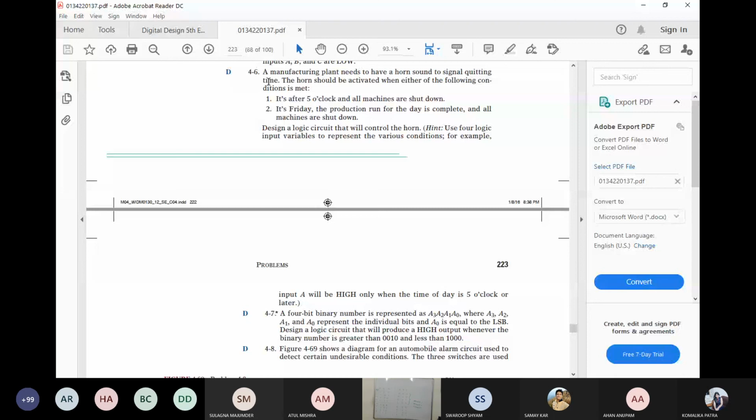So what do you say? What do you think? How are we going to design such a type of problem? It's a practical problem, industrial problem. Right now we are engineers. Any suggestions? Ma'am, we can have four variables, like one for if it is 5 o'clock or not, another if it is Friday or not, another one all machines are shut or not, and the fourth one about production run for the day is complete or not. Okay. So all the four.